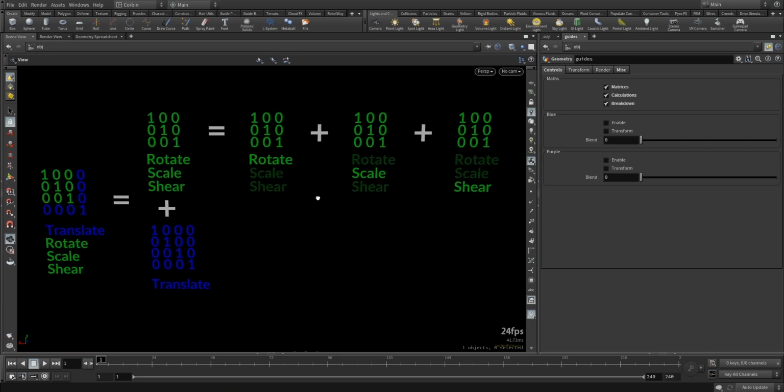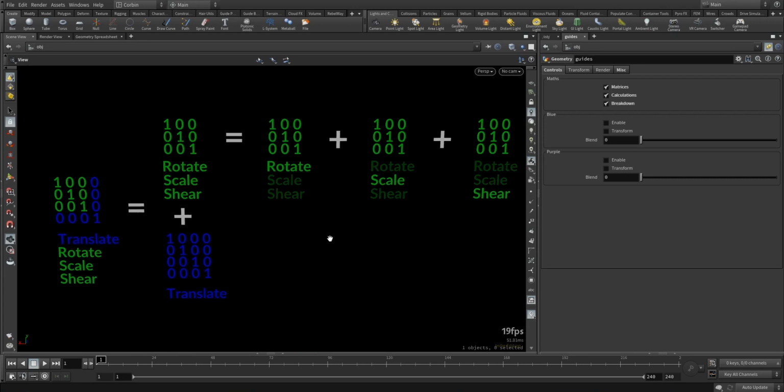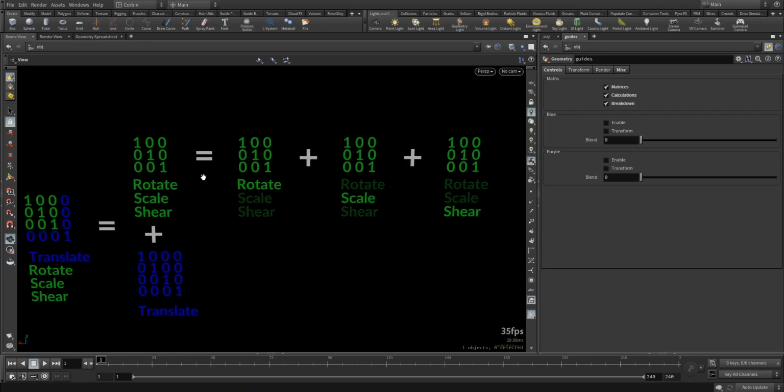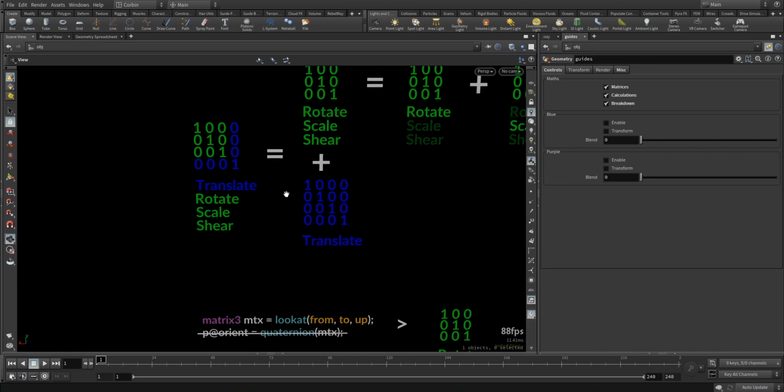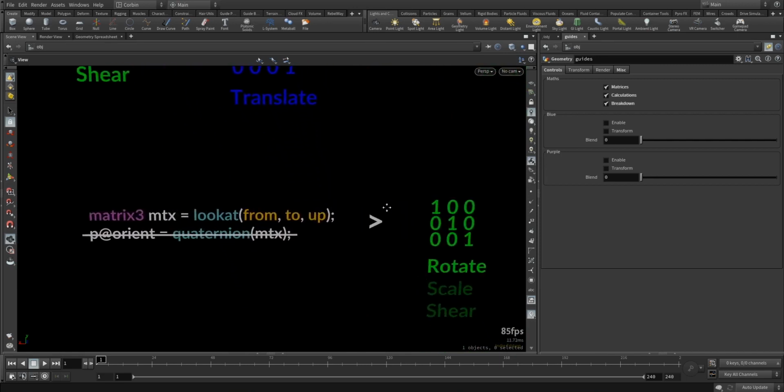I know it can get a little confusing, but you don't have to do this manually. It's just really good to understand kind of what's happening. And now you'll see how this all comes together inside of VOPs.